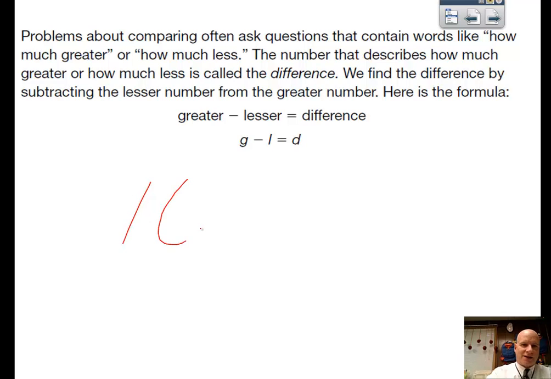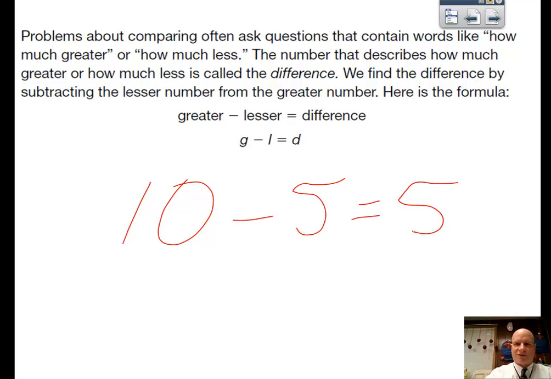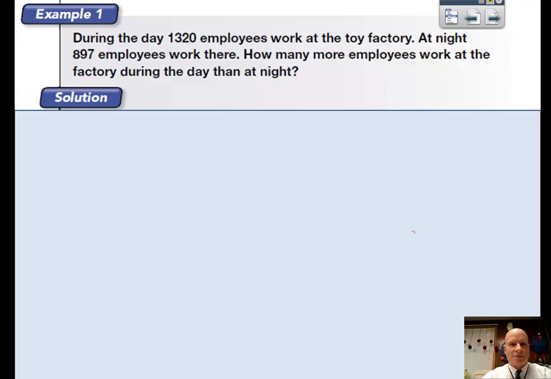If I have 10 of something and I subtract 5 of it, we get the difference, which is 5. I think we all know this. This should be review for everybody. But sometimes when we see it in a word problem, it becomes a little bit confusing, and we have to stop and think, what is it that they're exactly asking us?